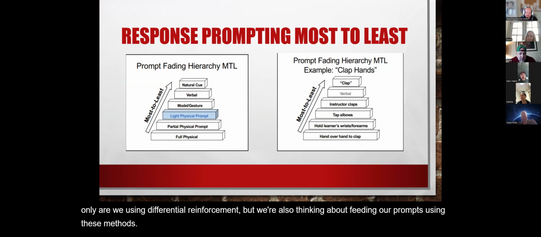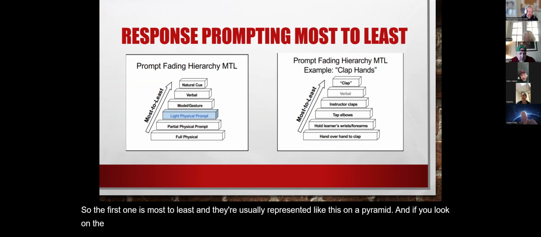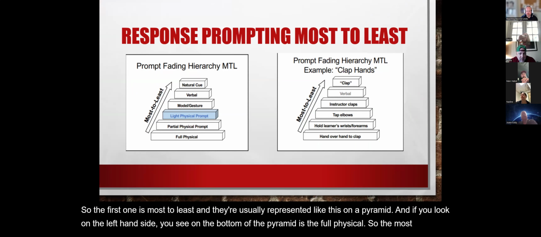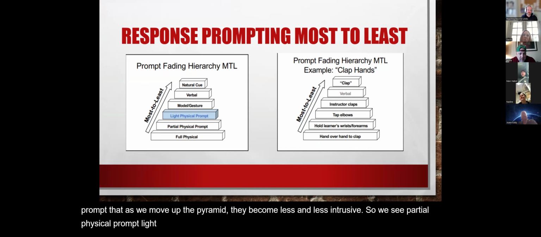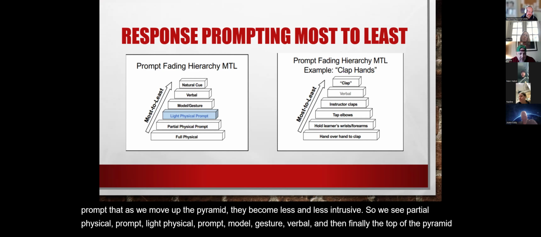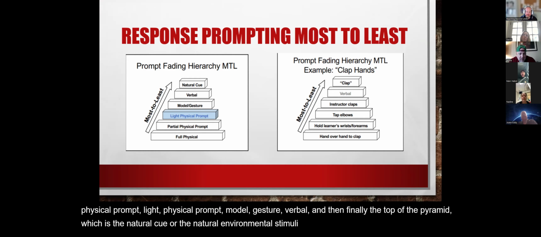So the first one is most to least, and they're usually represented like this on a pyramid. If you look on the left-hand side, you see on the bottom of the pyramid is the full physical, so the most intrusive prompt. As we move up the pyramid, they become less and less intrusive. So we see partial physical prompt, light physical prompt, model gesture, verbal, and then finally the top of the pyramid, which is the natural cue or the natural environmental stimuli that would evoke that behavior.